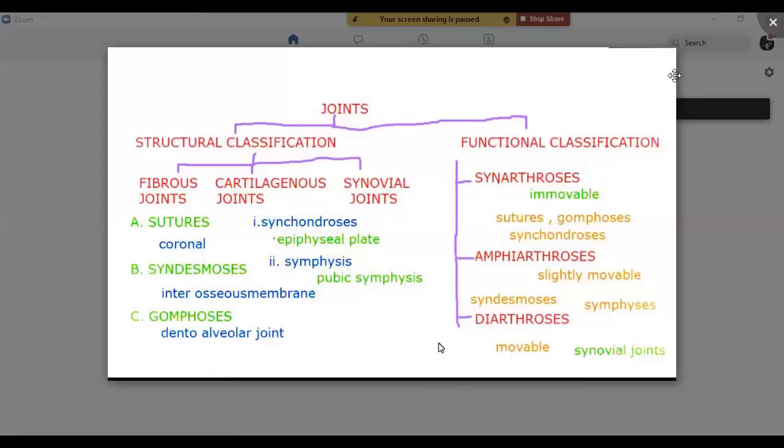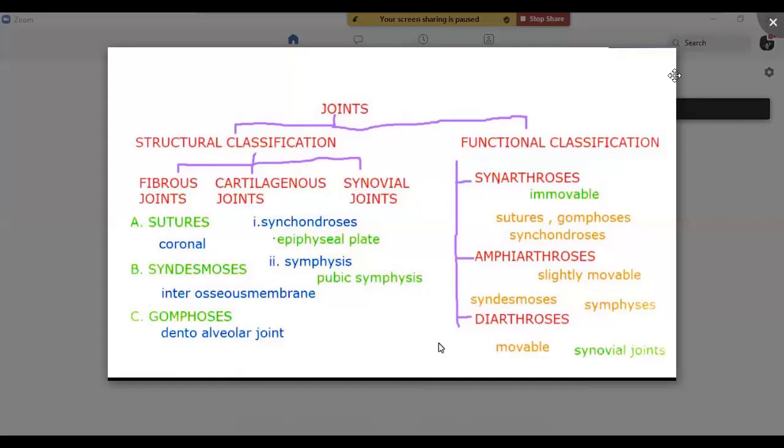Okay, so joints are classified by structural classification and functional classification. In structural classification, we have fibrous joints, cartilaginous joints, and synovial joints. Fibrous joints: what is a fibrous joint? Those joints which are connected by irregular dense fibrous connective tissue.